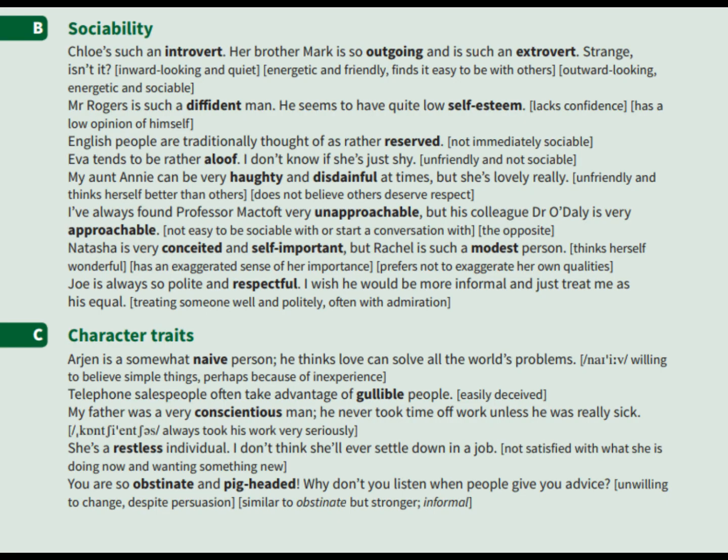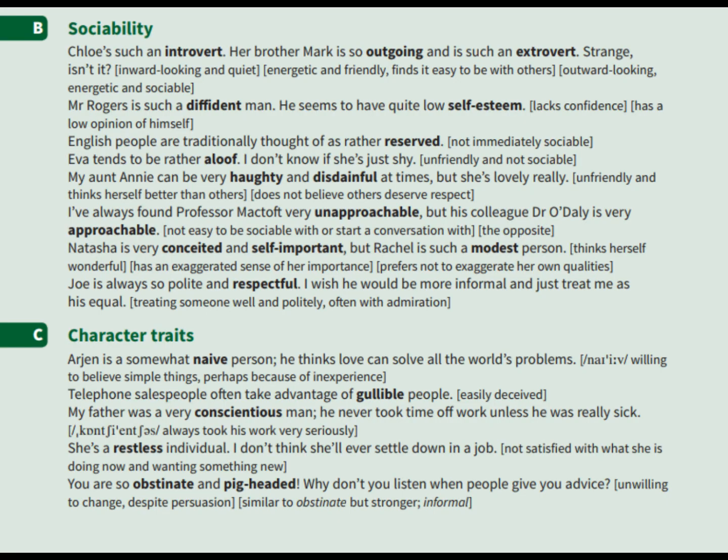A diffident person lacks confidence. Mr. Rogers is described as diffident and seems to have low self-esteem. Low self-esteem means having a low opinion of yourself. English people have traditionally been thought of as rather reserved. A reserved person is not immediately sociable and may take time to become comfortable with others.